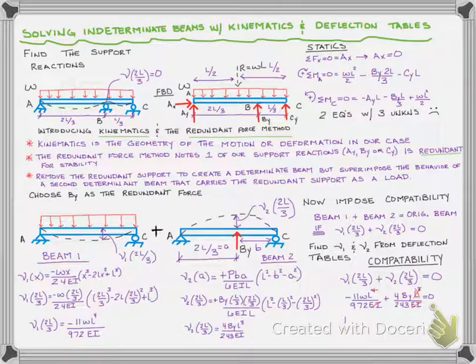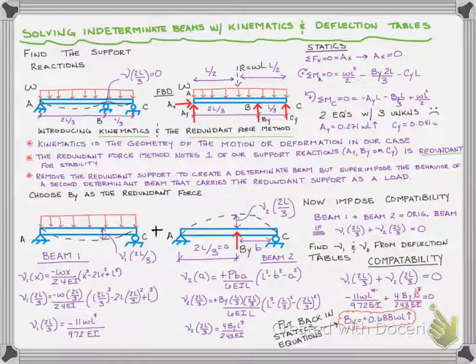And notice the only unknown in there, because we're assuming we know the load W, we're just holding it as a constant, is the reaction BY. And we can find BY equal to positive 0.688 WL going in the upward direction, and we have our answer. Now, if we look back at our statics equations, if BY is known, we're just left with two equations and two unknowns, AY and CY. So just put BY back in your statics equations. Then we can get back that AY is 0.271 WL in the upward direction, and CY is 0.041 WL in the upward direction.